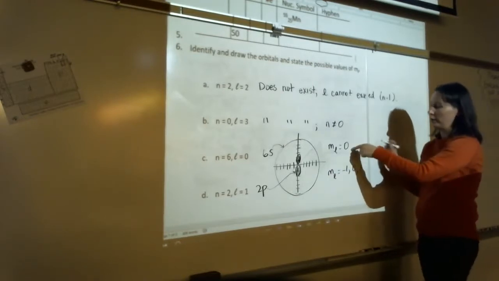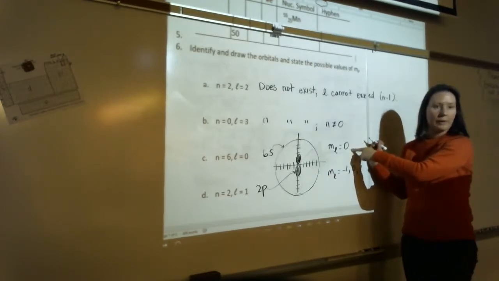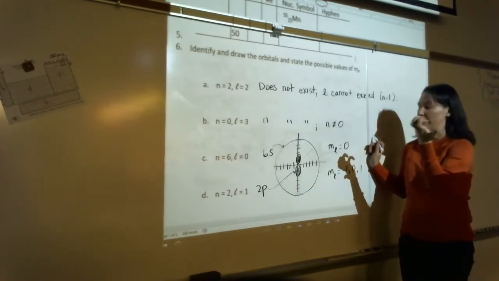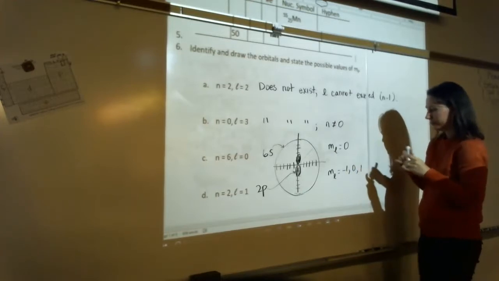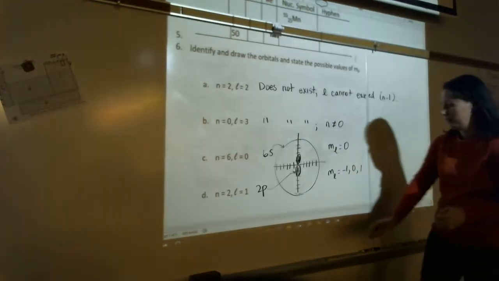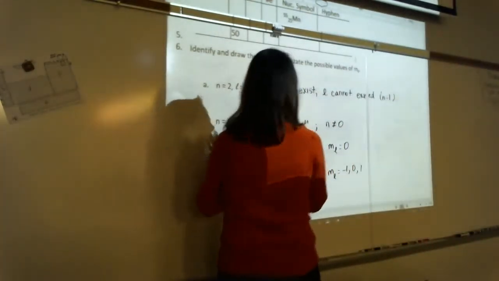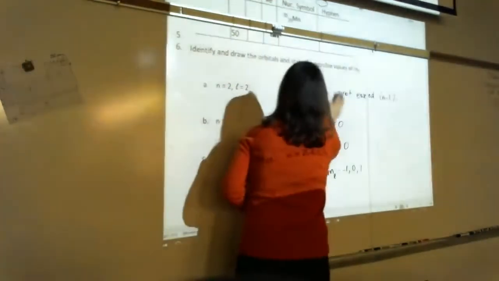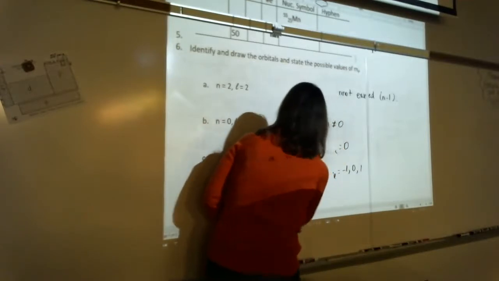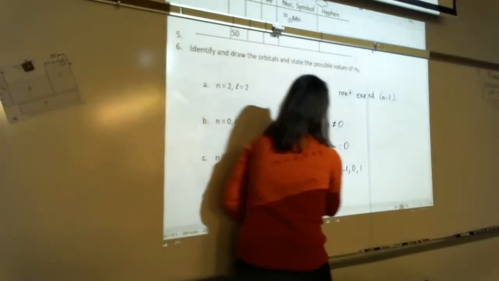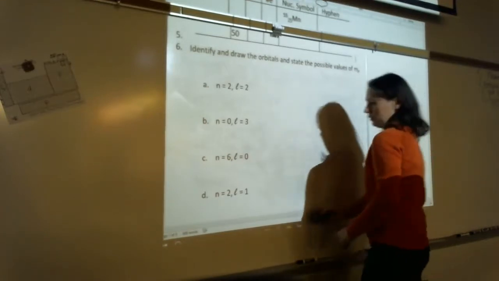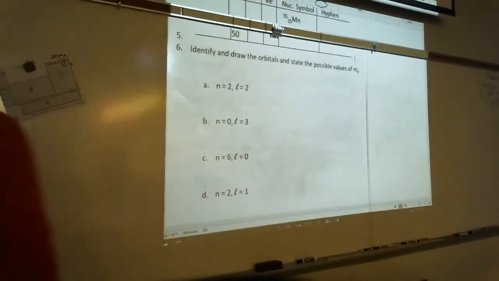Why is there only one value for a sphere? Does it matter which way you orient a sphere? It's going to look the same no matter how you orient it. Okay, now we're ready to move off of 6. Let's move on to 7.